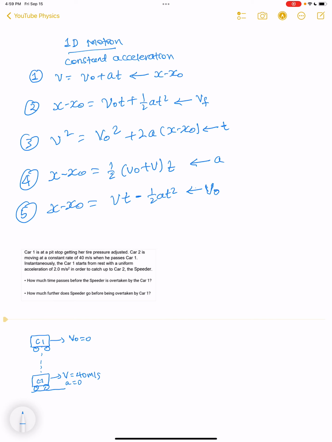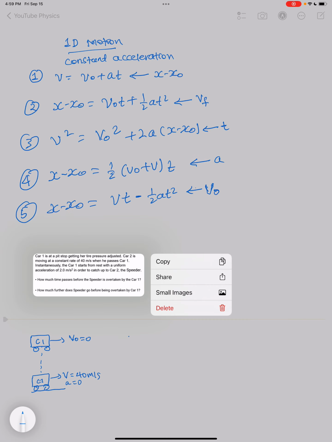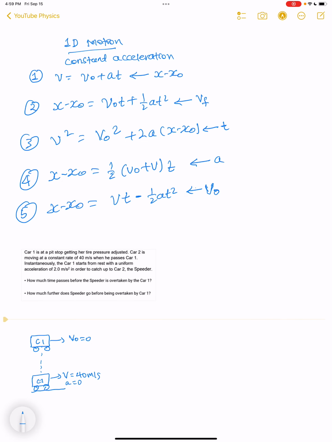As soon as car 2 passes car 1, car 1 starts to accelerate from rest. The key phrase here is accelerating from rest. That means its initial velocity is 0 and acceleration is 2 meters per second squared. And it's accelerating in order to catch up with car 2.